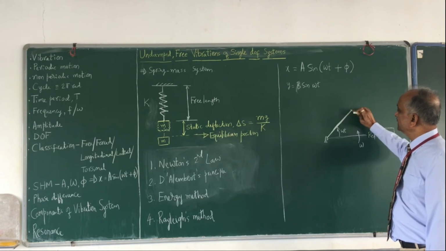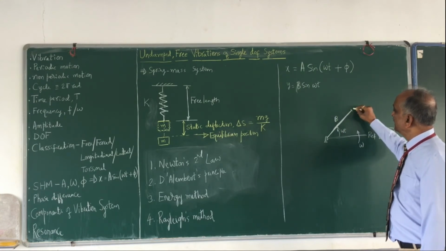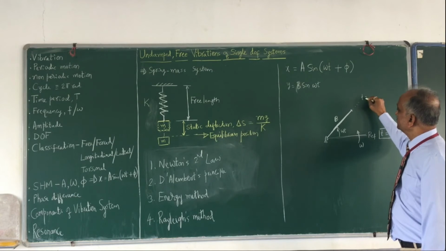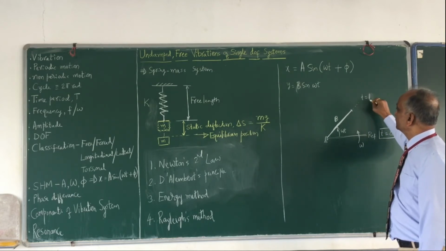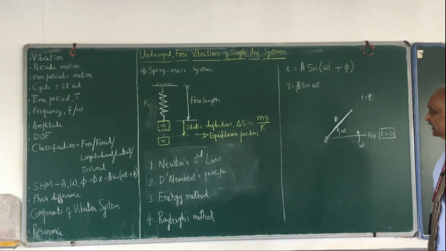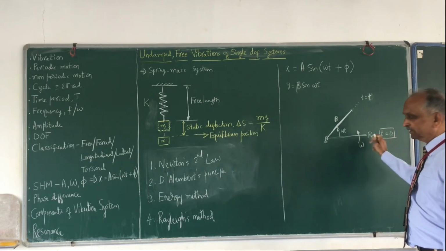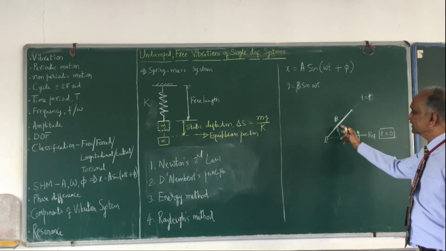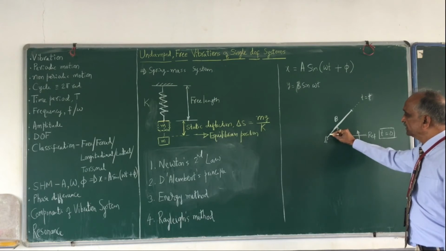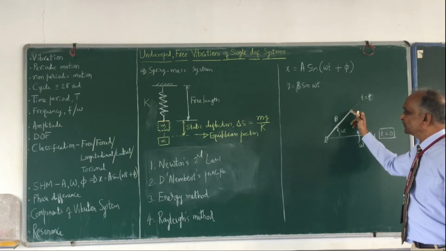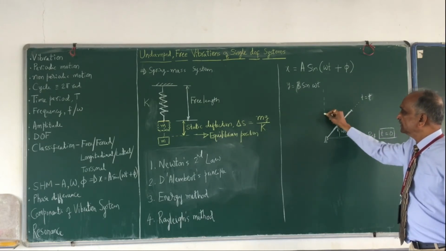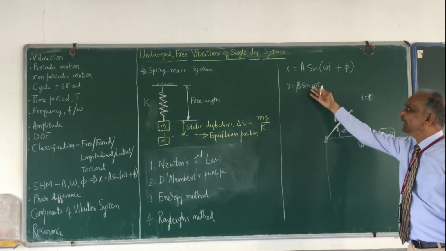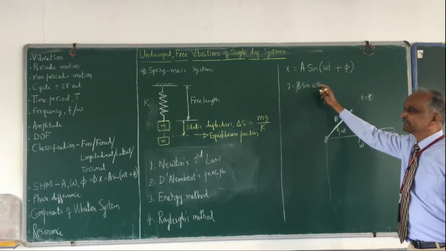Say this length is equal to b, and where is this now? This is at t equal to t, not t equal to 0. So in t seconds, it covers an angle omega t, and this is the vector, and its projection on the vertical gives y equal to b sine of omega t.